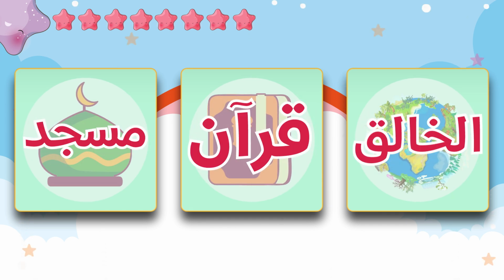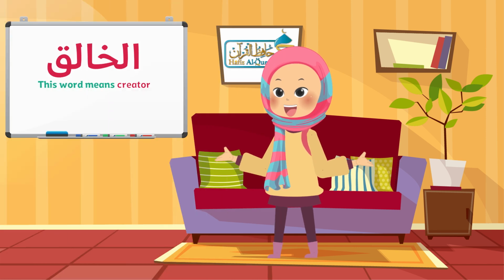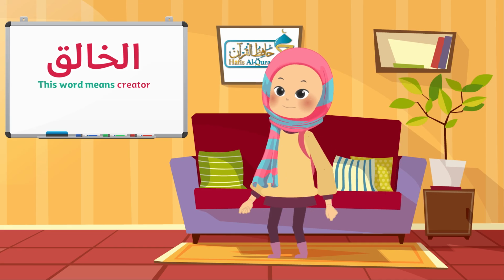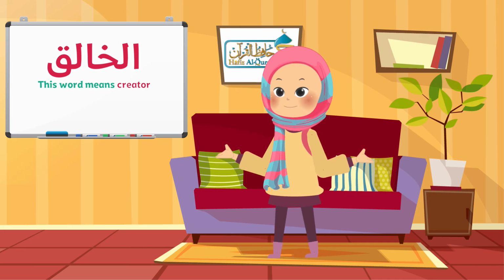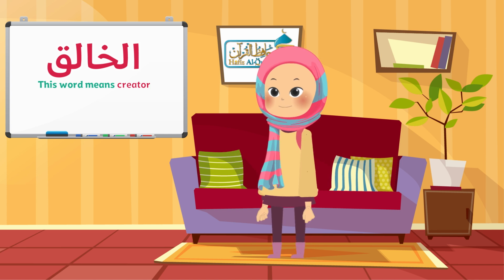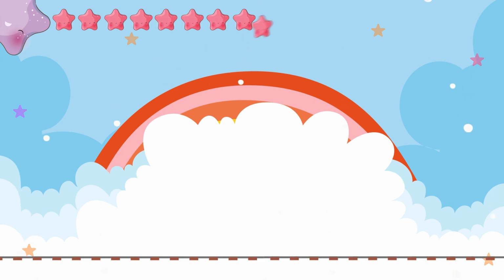Do you recognize which word has Khaa? Correct, the first one. This word is Al-Khaliq. Al-Khaliq means the creator. Allah subhanahu wa ta'ala is our creator. He created everything in the world. And you got 9 stars.